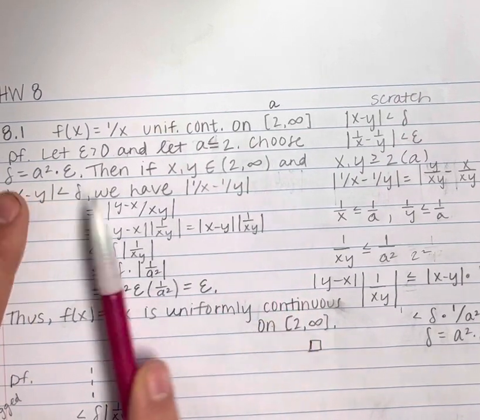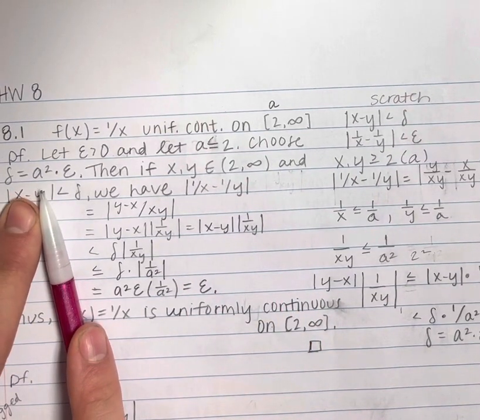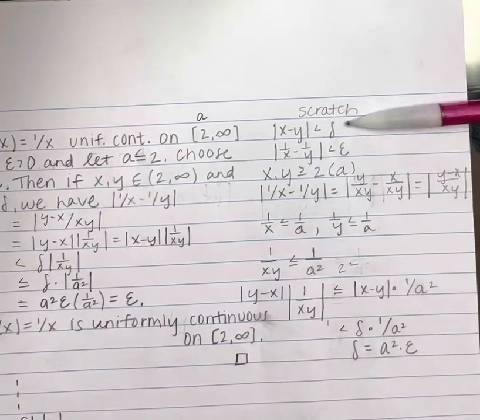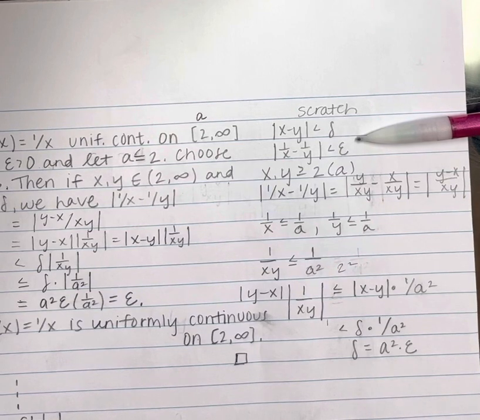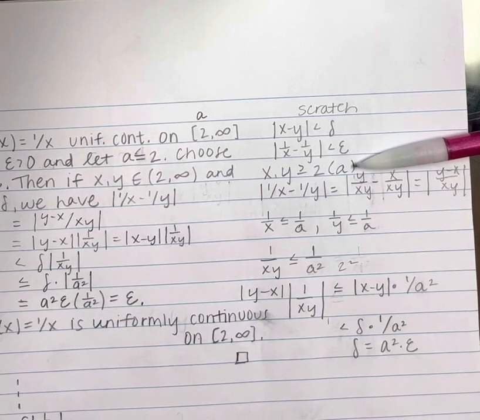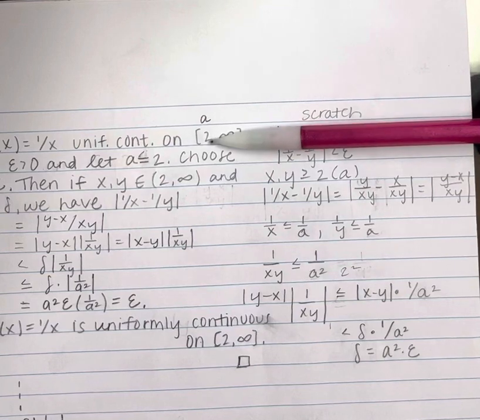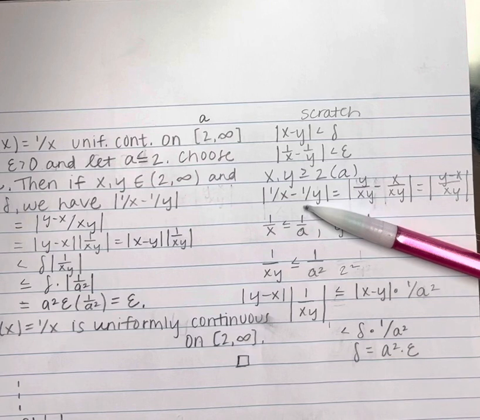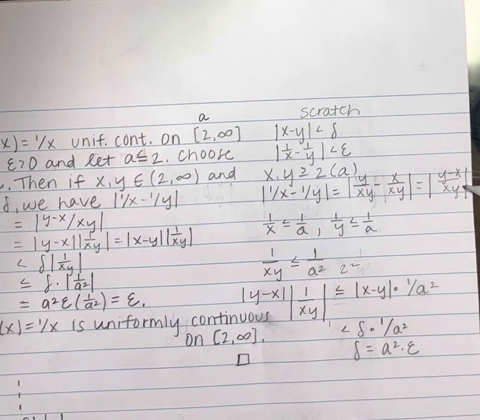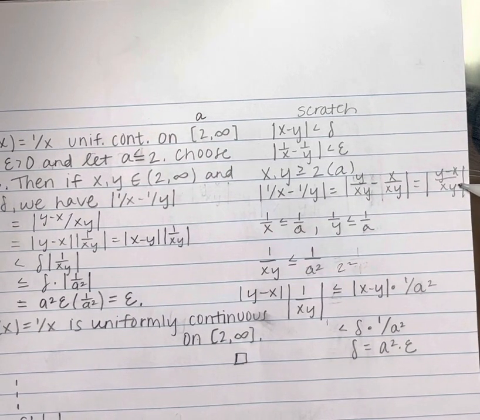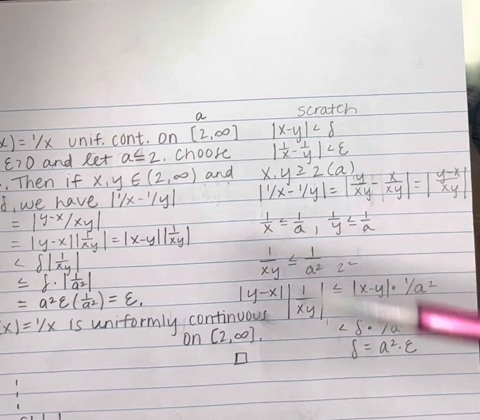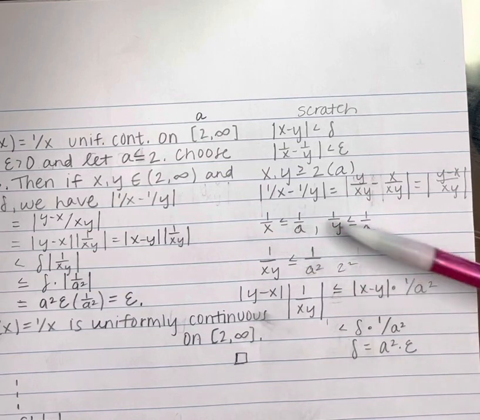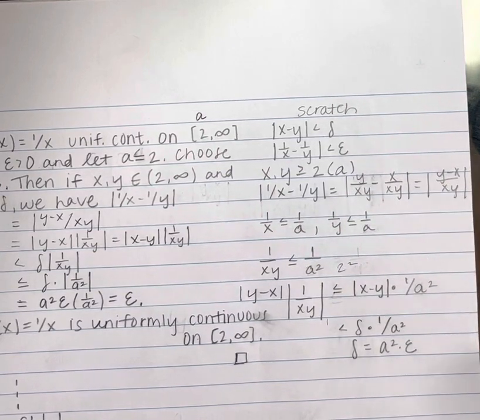And we're choosing delta to equal a squared times epsilon. Well, we get that from our scratch work over here. We see what epsilon and delta are, and we see that x and y must be greater than this 2 or this a. If we mess around with the delta, we can get y minus x over xy, and we see that these flip because they're 1 over now. So 1 over x and 1 over y are less than or equal to 1 over a.